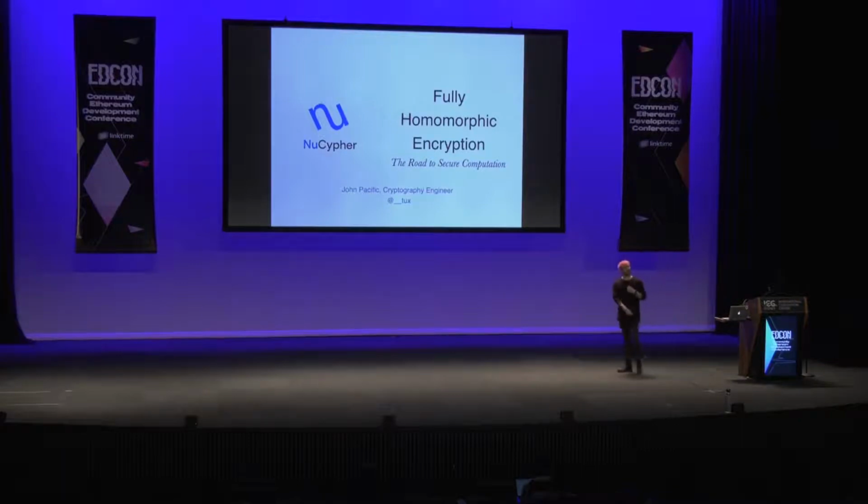Yeah, so I'll start again. I'm John Pacific. I'm a cryptography engineer at Cipher. We work on privacy-preserving protocols and infrastructure for decentralized applications and things like that. We have two main product offerings. One is our proxy re-encryption network, which is something like a distributed key management system for decentralized apps. Our other one is called FHE, which is a fully homomorphic encryption library. It is currently the fastest FHE library available. And I'll be going more into what FHE is in this talk, as well as showing off a demo.